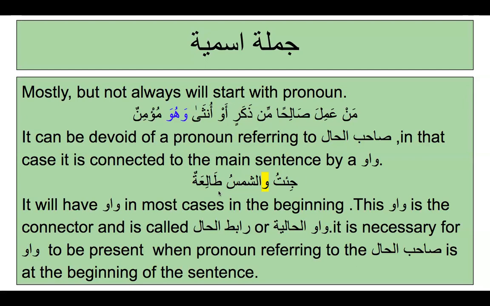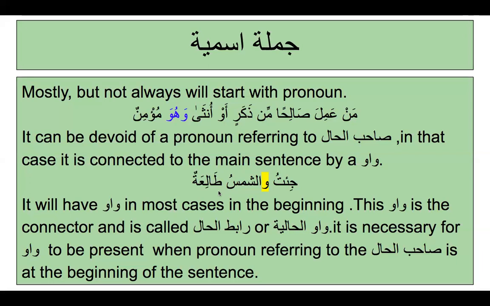Waw al-haliya is also waw rabita, making a connection between these two sentences. I came while the sun was rising. While the sun was rising. I'm not going to translate it as "I came and the sun was rising." Is everyone with me? Is it clear? Ji'tu, ana ji'tu, I came while the sun was rising.